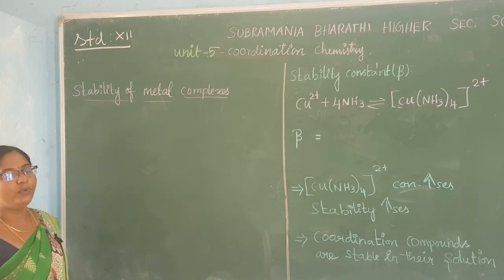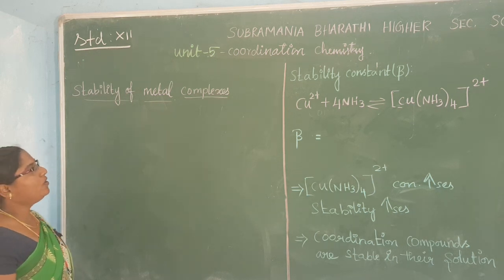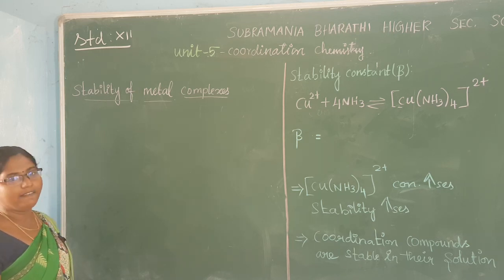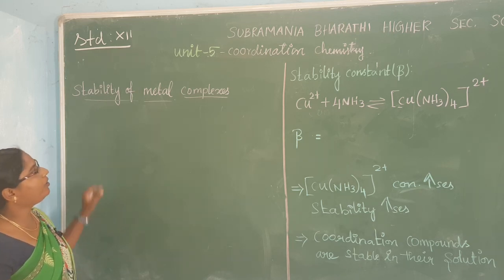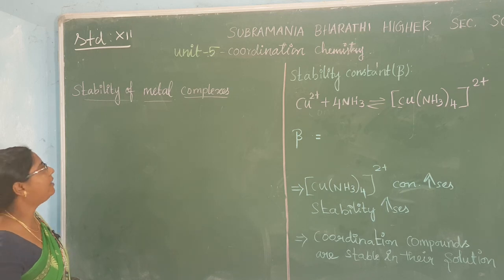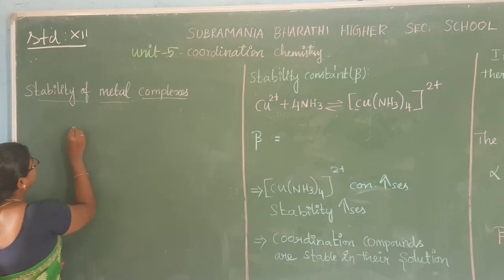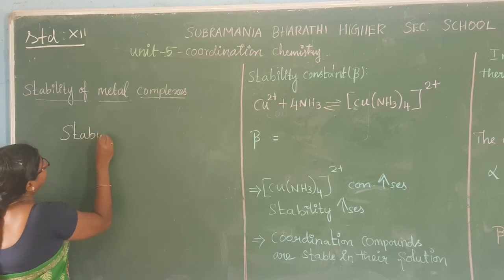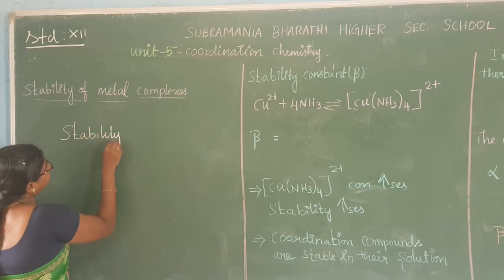Hi students, 12th standard chemistry unit 5, coordination chemistry. So we have seen the metal carbonyls. In this session I am going to teach you the stability of metal complexes. The stability of metal complexes can be interpreted in two different ways.